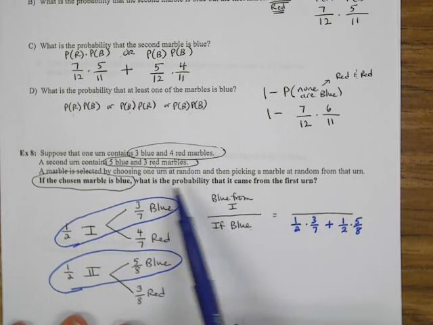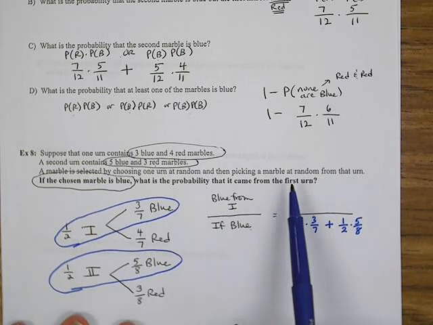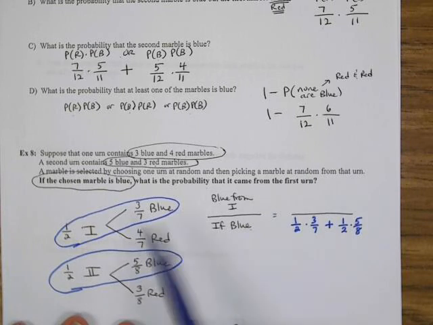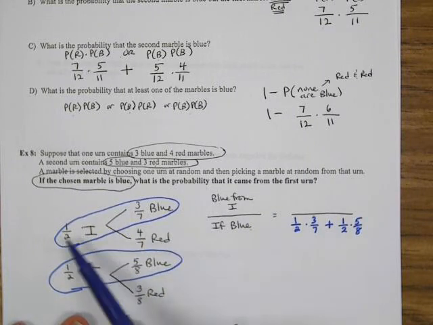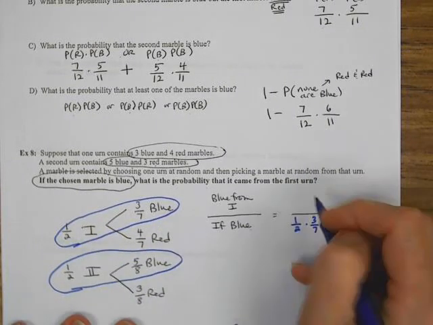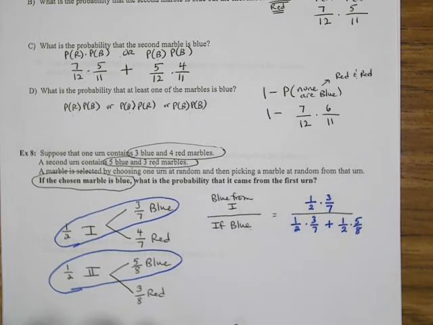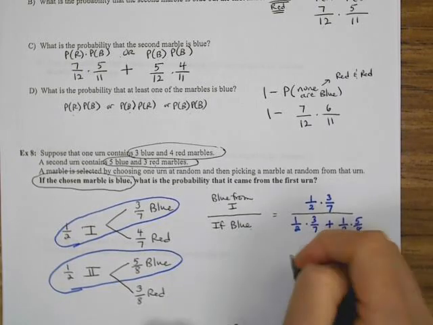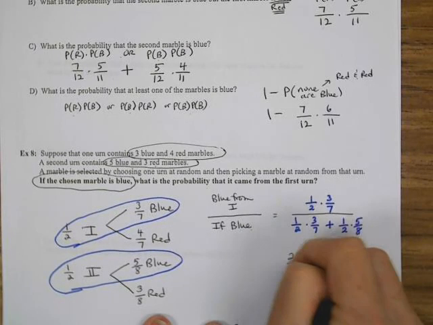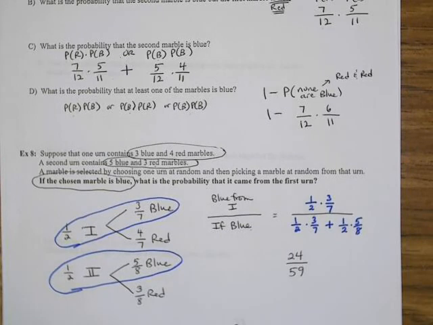Now specifically, I want the probability that it came from the first urn. So of these two, which one is from the first urn? That's this top one. So that would just be the 1/2 times the 3/7. And then your calculator will do that for you. It actually comes out to be 24 out of 59.